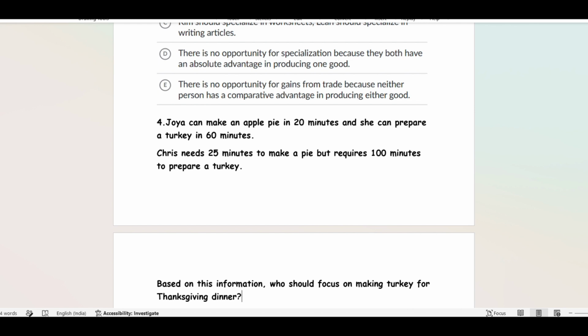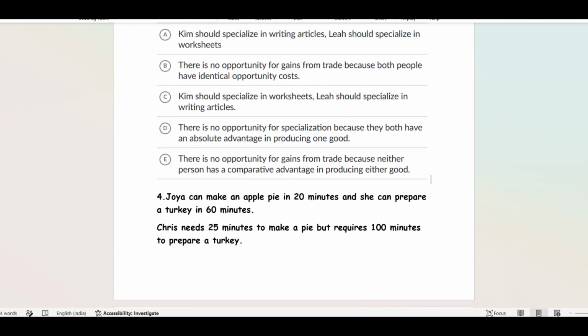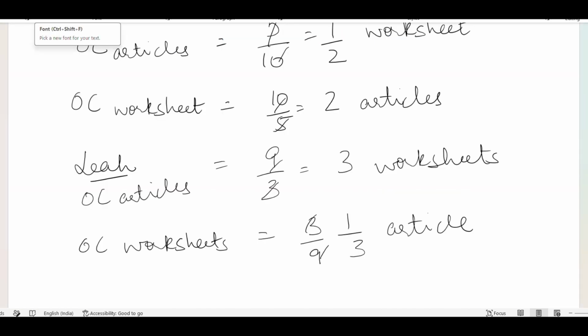Again, that was the output table given to you, and this is an input table because it's given in time, right? The minutes that are basically used in the production of 1 unit of a product. Based on this information, who should focus on making turkey for Thanksgiving dinner? If we just have to calculate for turkey, what's the opportunity cost? I'll go back again to my board.